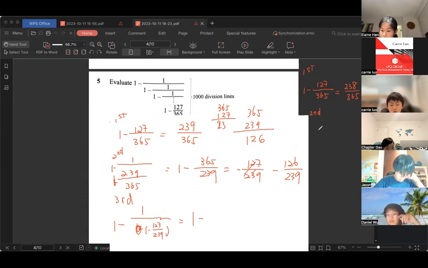So the second line is 1 minus 238 over 365. No, it should be 1 over this one. So it should be 1 minus 365 over 238. Correct? So equals negative 127 over 238. Correct? This one's right.